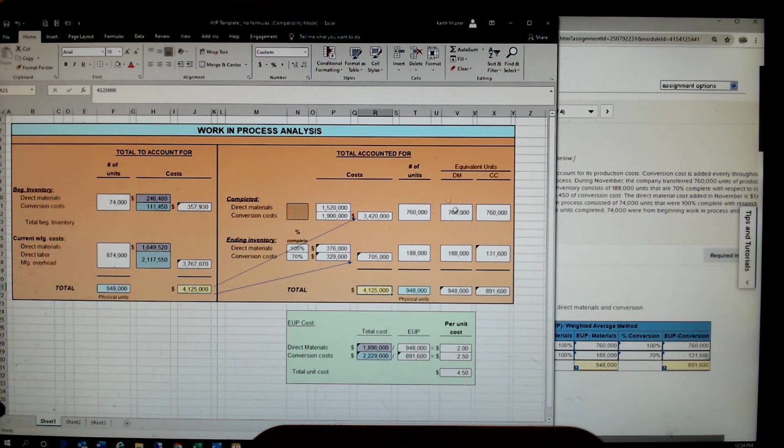So now we've got the entire picture here. I know I'm going to need to make an entry to transfer this amount out. This is the cost of the 760,000 units that are completed. They're gone. I need to credit this out of this work in process account and debit it to the next department in my process, or to finished goods if I'm the last department.